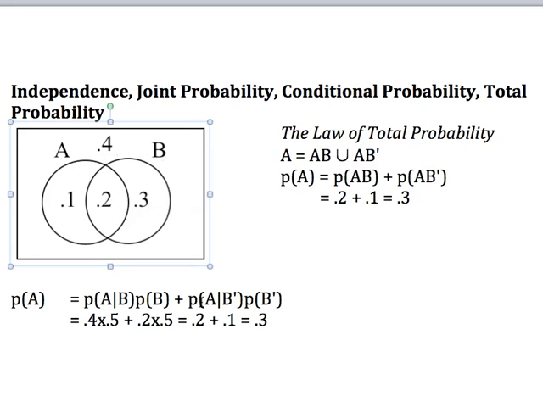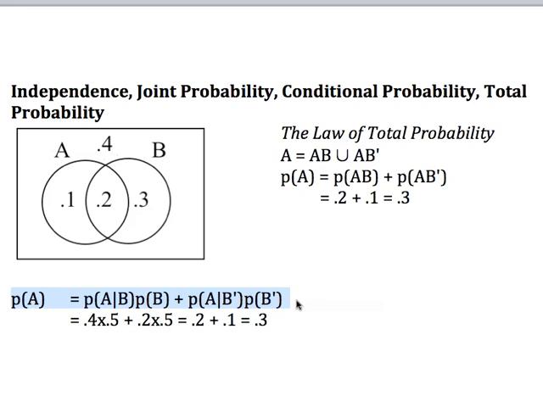We take the 0.2, the probability of A given B prime, multiplied by the probability of B prime, that's a half. 0.2 times 0.5 is 0.1. Now we add it together and we get 0.3. So this rather long-winded looking expression here is another form of the law of total probability.